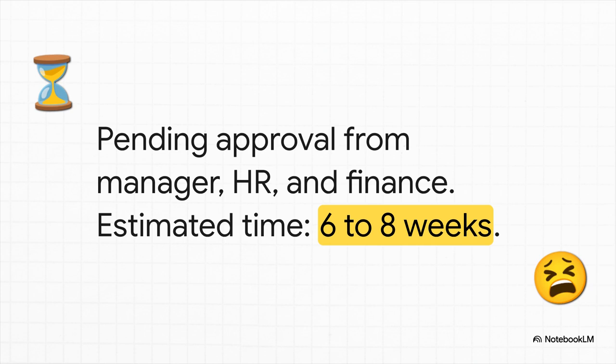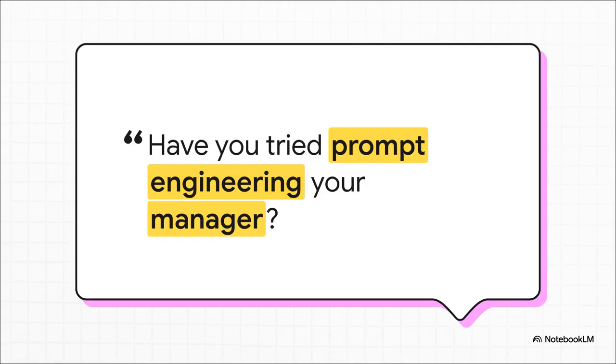The AI did its job in seconds, but now it's stuck in the good old human bureaucracy for a conference that's happening next month. Which leaves us with one last kind of cheeky question. We've gotten really good at talking to machines. We're building these amazing systems for them to live in. But maybe the next great challenge is figuring out how our new, super efficient AIs can navigate our very human systems. So have you tried prompt engineering your manager?